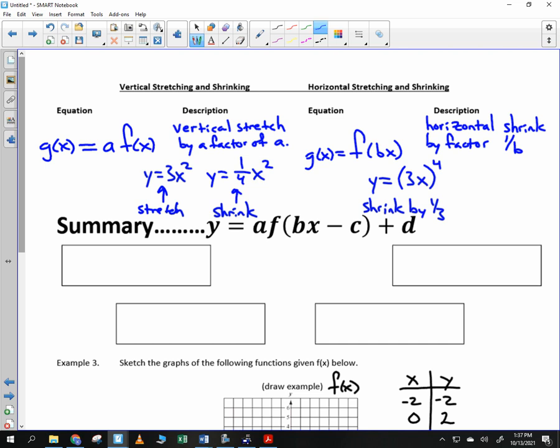So when it's on the inside, it's opposite of what you think. Suppose we had y is equal to 1/5 x raised to the 4th power. Will that be a shrink or a stretch? Stretch by a factor of 5.